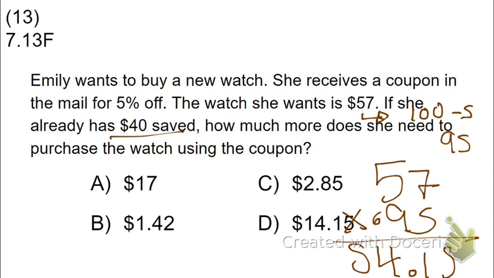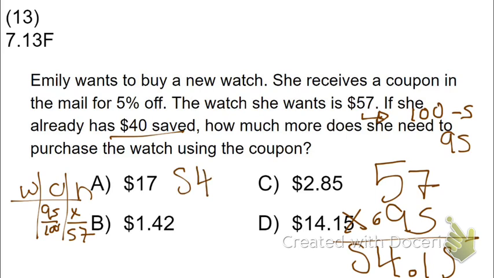is $54.15. By the way, I could have also done this as a proportion chart. 95 over 100 equals x over 57, and then you could have solved it. Both methods work. Now you know that she needs $54.15, but she already has $40 saved, so that's $54.15 minus $40. So she needs $14 left. She needs $14 more.